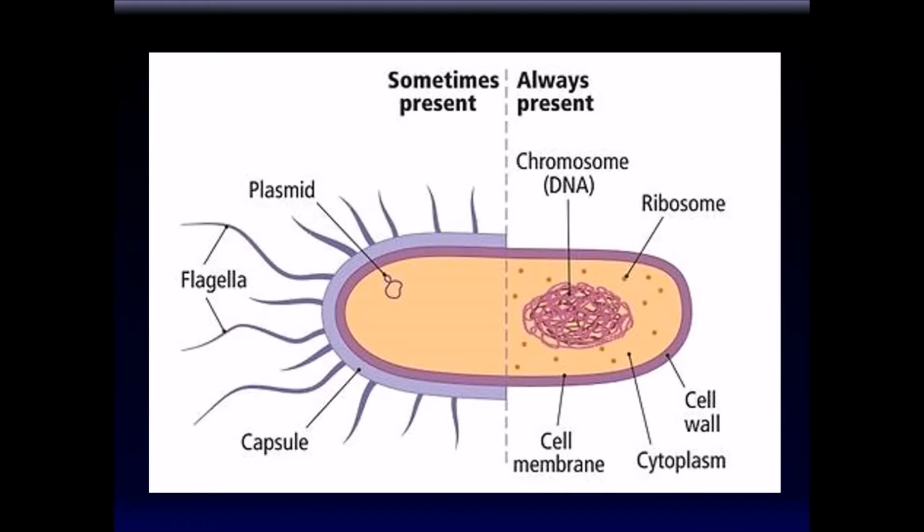On the right side, you see all bacteria have those structures. On the left side, sometimes they have those structures. So all cells must have a cell membrane. All bacteria have a cell wall. All have a chromosome, the circular DNA. All have ribosomes. Sometimes they have plasmids, sometimes they have capsules, sometimes they have flagella, right?